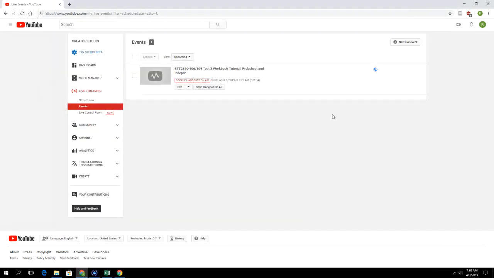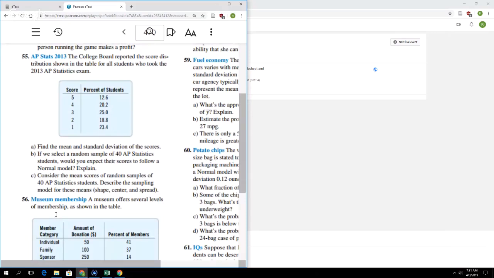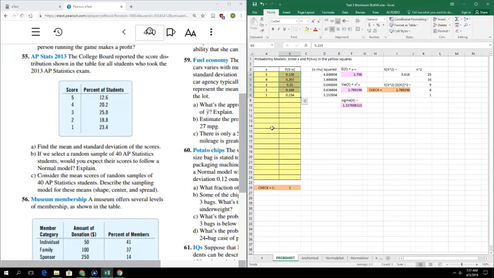Hello, everyone. This is one of a few workbook tutorials for the Test 3 workbook. Let's jump right in. Here's problem 55, the standard probability distribution kind of setup. And here's what we would do with that.